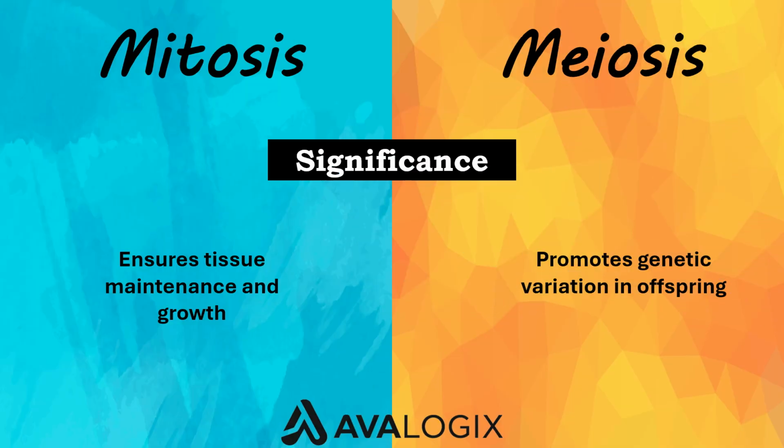Mitosis ensures that our bodies grow, heal, and maintain themselves by producing identical cells that maintain tissue function. It's also the basis of asexual reproduction in some organisms. Meiosis is significant for evolution and species survival. It introduces genetic variation, which is crucial for adaptation and natural selection. Without meiosis, sexual reproduction and genetic diversity would not exist.